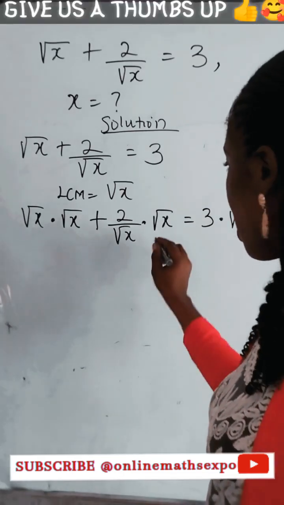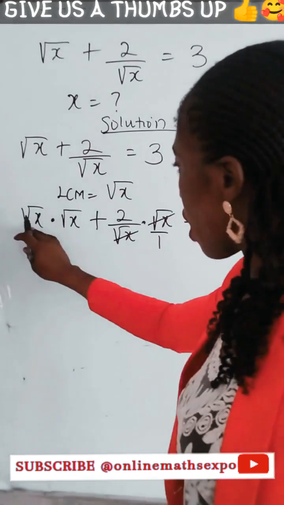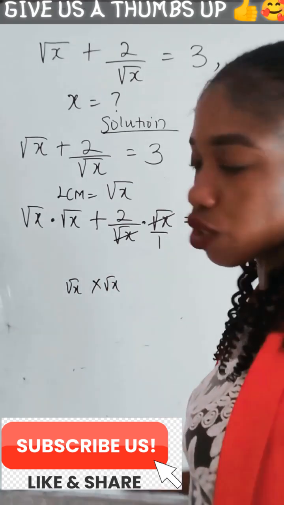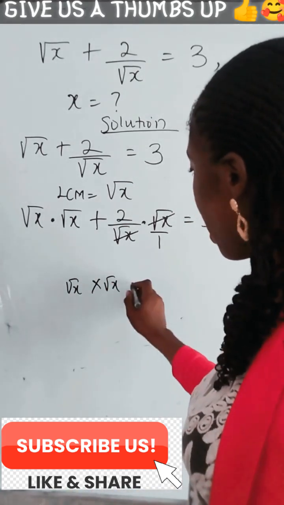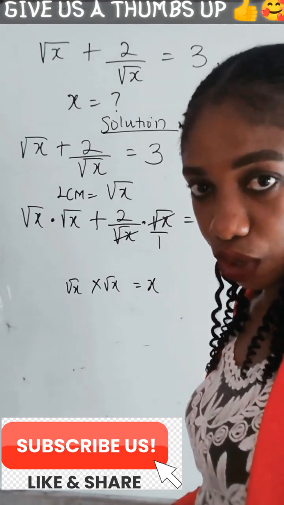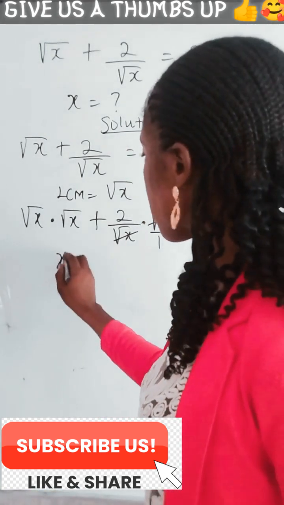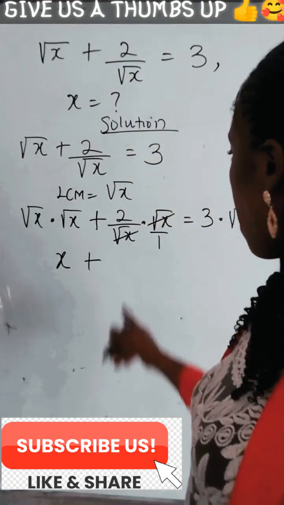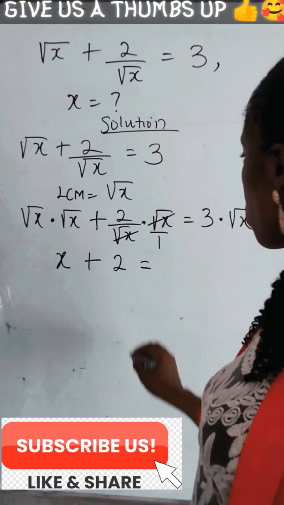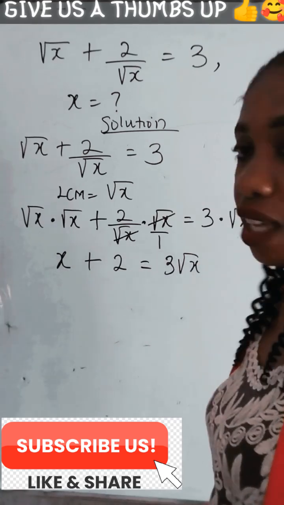So let's simplify. Remember, this is over 1, so we cancel this. When you have root x multiplying root x in your surd, root x multiplied by root x simply means x, according to your rule of surd. So this multiplied by this will give us x plus, this is left with 2, I hope you are following, is equal to 3 multiplied by root x to give us 3 root x. I hope that is clear.